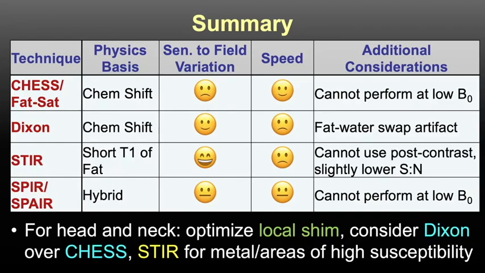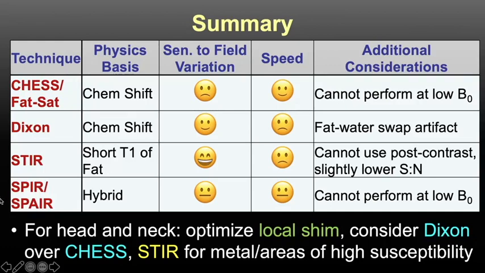For STIR imaging, it is very nice in terms of being insensitive to field inhomogeneities. So consider STIR in times when you have to image patients with a lot of metal or a lot of dental artifact. But it is also considered slower, and you can't use it for post-contrast T1 weighted imaging. STIR also has slightly lower signal-to-noise compared to the other techniques in theory, so you would want to try to really optimize that sequence if you do use it.